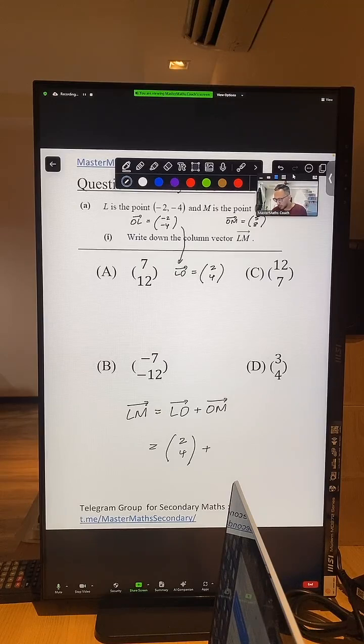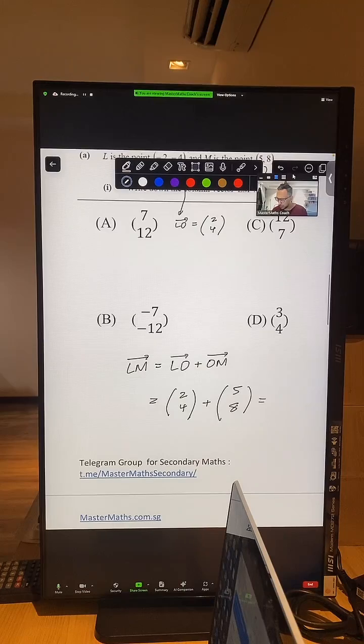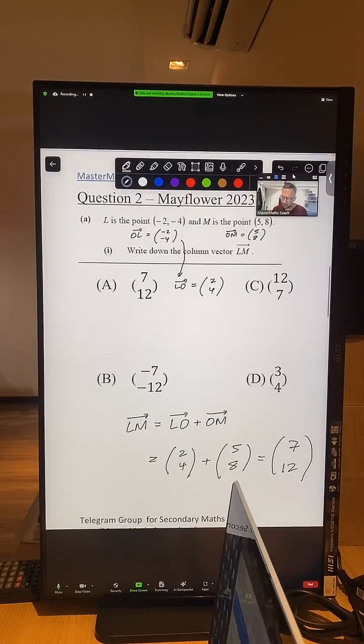Okay, OM will be 5, 8 lah. So the answer will be 2 plus 5 will be 7, 4 plus 8 will be 12. So answer will be A. Okay, did you all get A? Yes, right? Very easy, right?